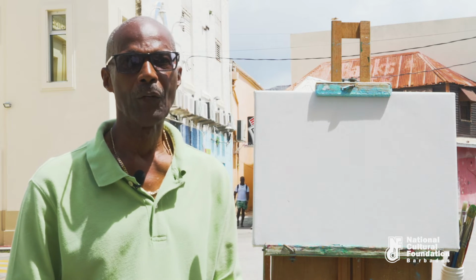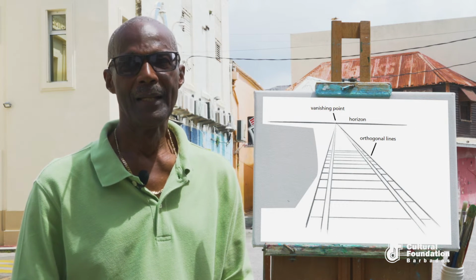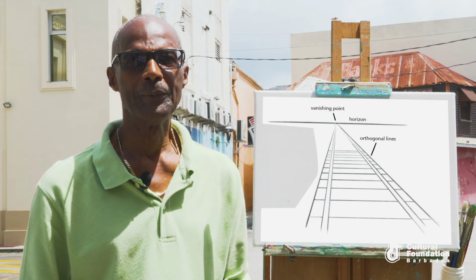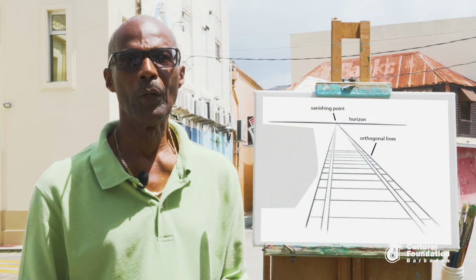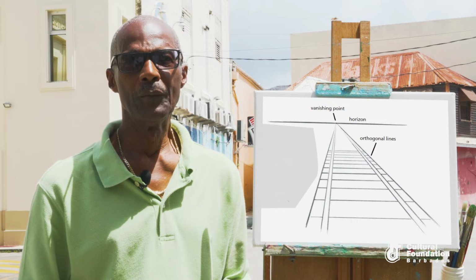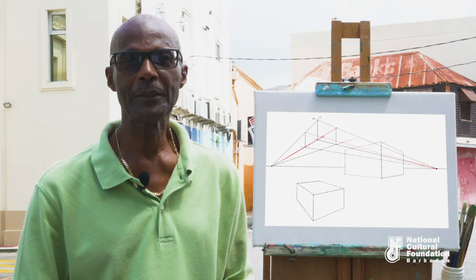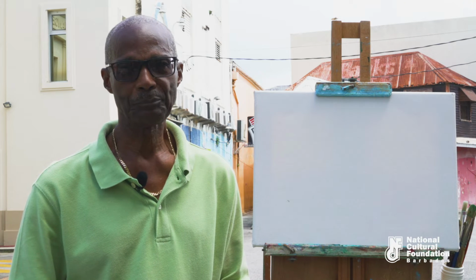Another factor is called the orthogonal lines. These are imaginary diagonal lines which run from the point on the object on the canvas or paper and meet at one point on the horizon called the vanishing point. If there is only one vanishing point, the perspective is called one-point perspective. If there are 2 vanishing points, it's 2-point perspective, and if there are 3 vanishing points, we call it 3-point perspective.